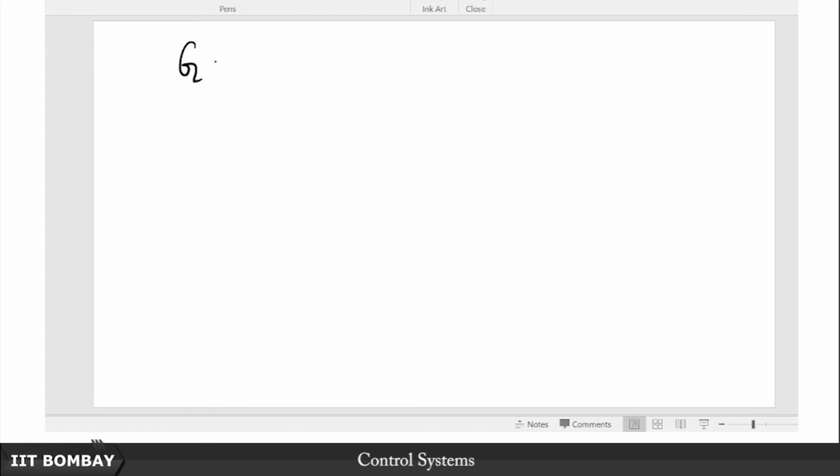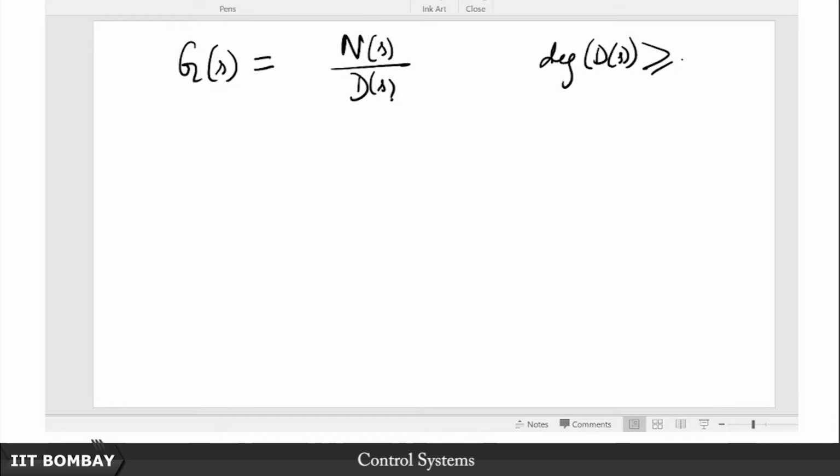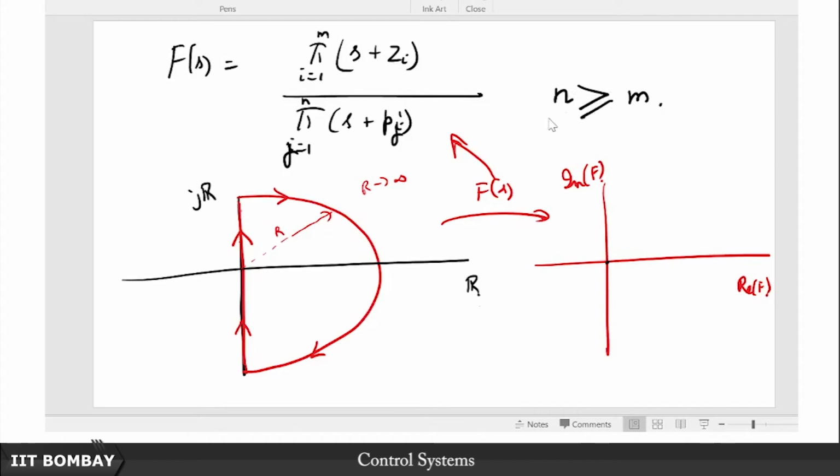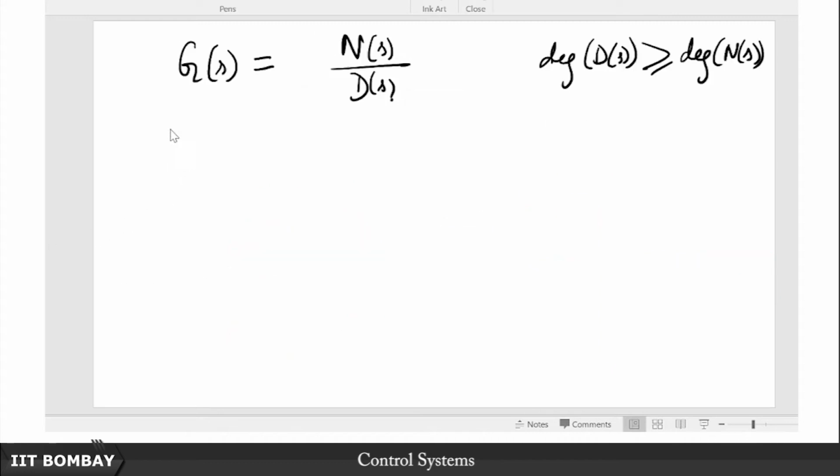Now I am going to go back to this G(s) notation. So G(s) will have some N(s) upon D(s) form, where of course the degree of D(s) is greater than or equal to the degree of N(s). This is important because we only allow at most biproper or strictly proper rational functions to be our transfer functions.